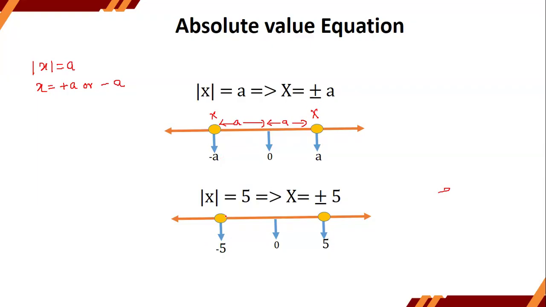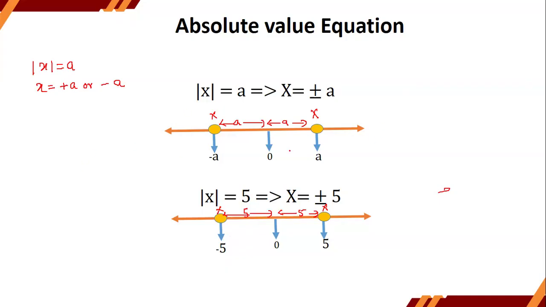Similarly, if mod of x is equal to 5, what does it represent on the number line? It means the distance of x from 0 on the number line is 5 units. As this distance is both on the left-hand side of 0 and on the right-hand side of 0, x can take both -5 and +5.